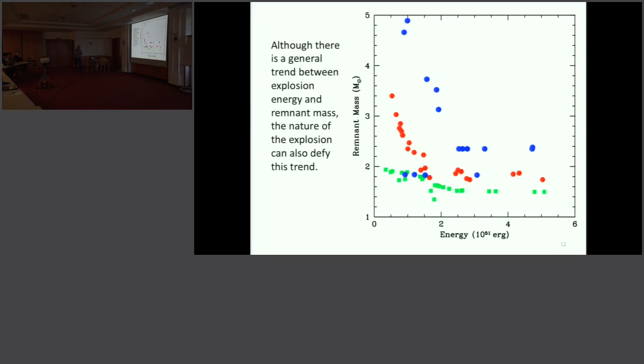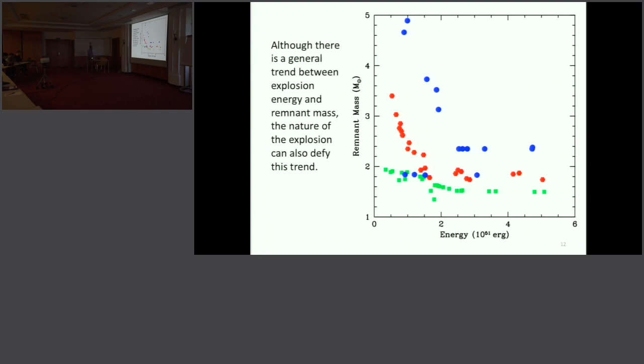Some of this range is just, do I have a longer duration explosion or not? That will determine how much fallback you get. If you use a piston, you are essentially driving energy to late times, and you don't get much fallback. So there are ways to prevent that fallback, and that is what really determines the remnant mass. That also determines the yields, because that inner material is where all your heavy elements are made. If it falls back, you don't see it anymore.